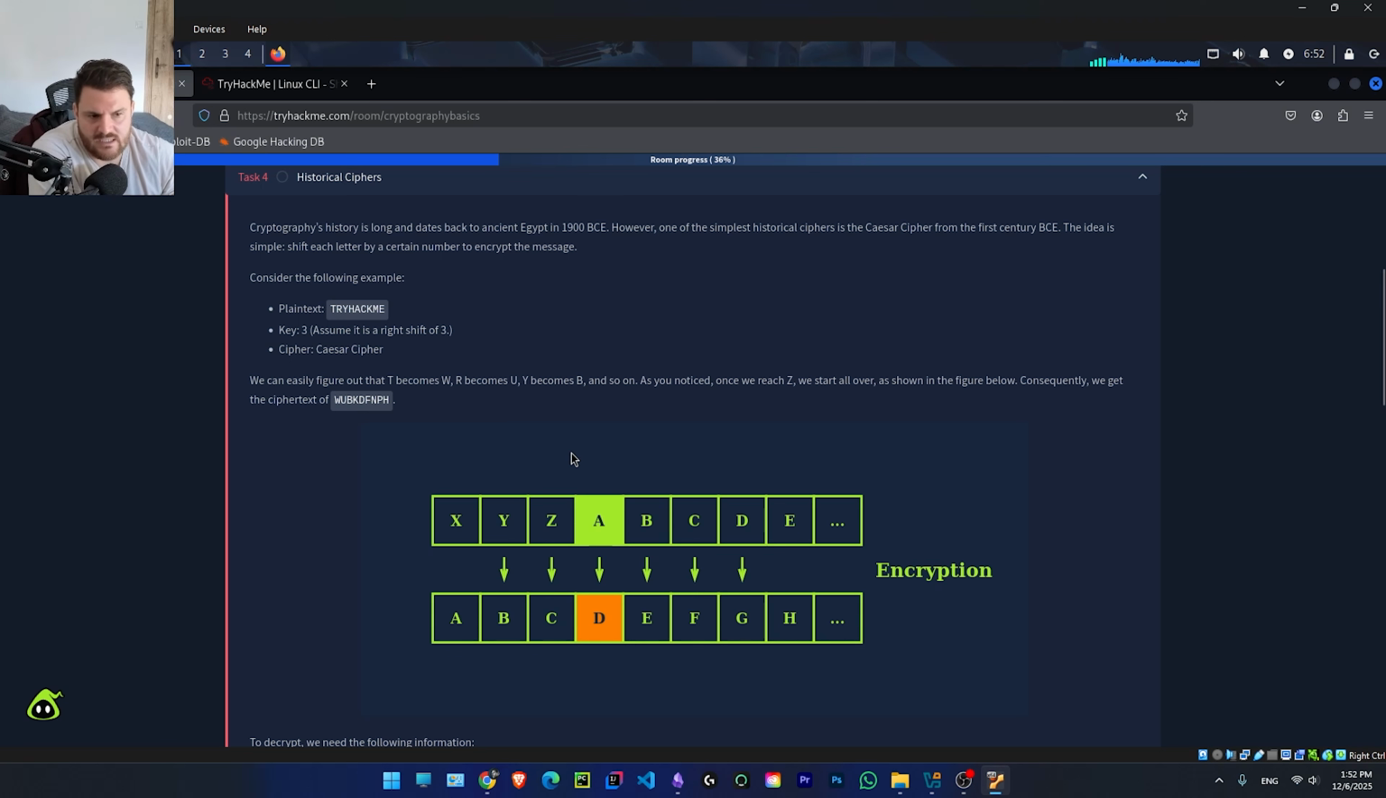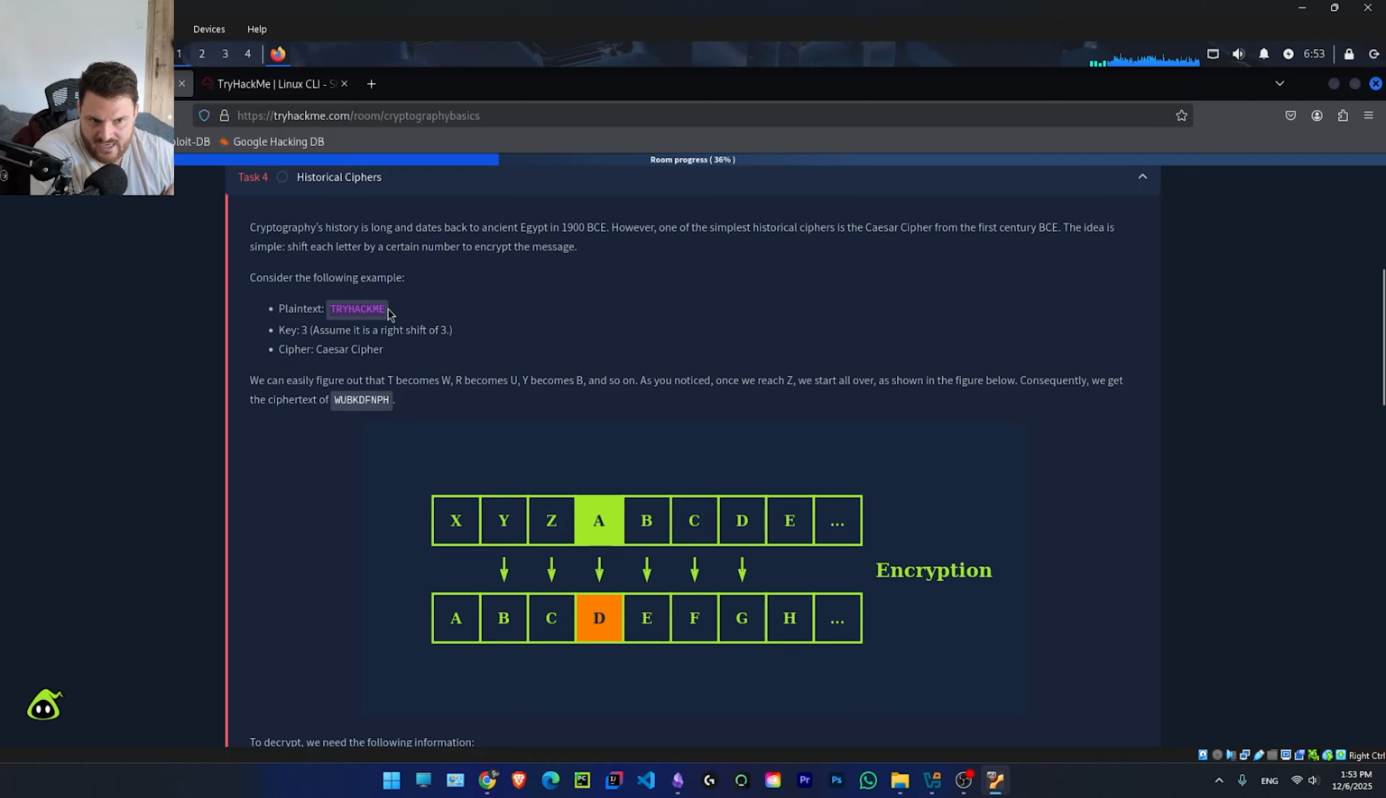So basically, if we choose the letter A, encrypting with the Caesar cipher, A will result in D. Very simple. Consider the following example. Our plain text is this, with key 3. So we shift "try hack me" by 3.